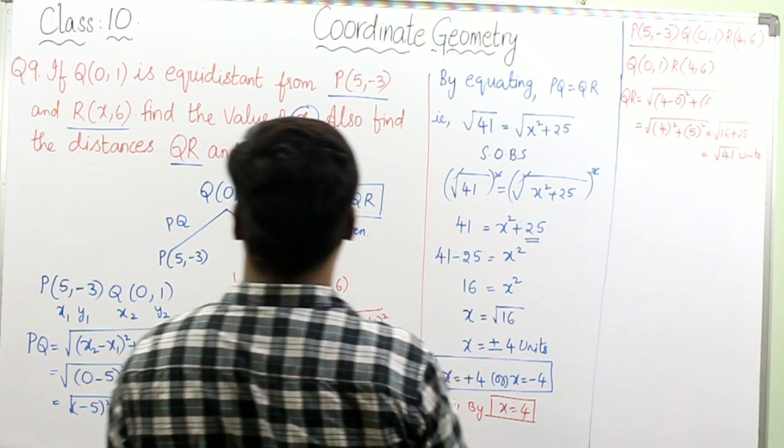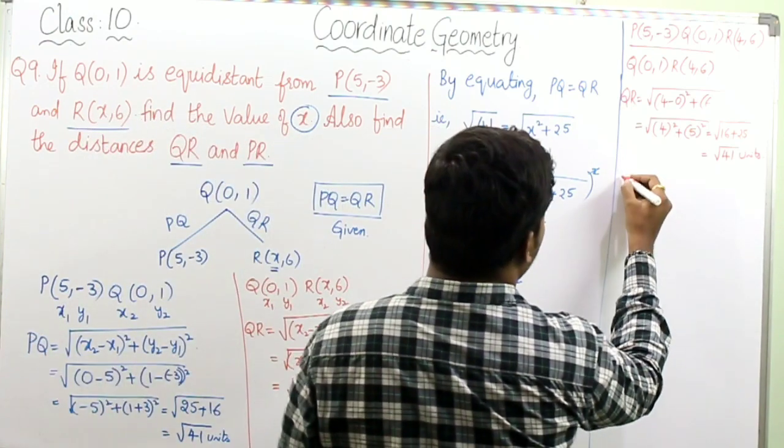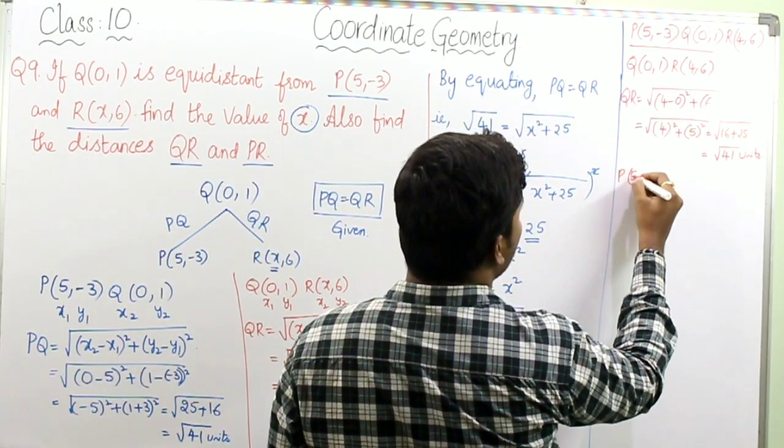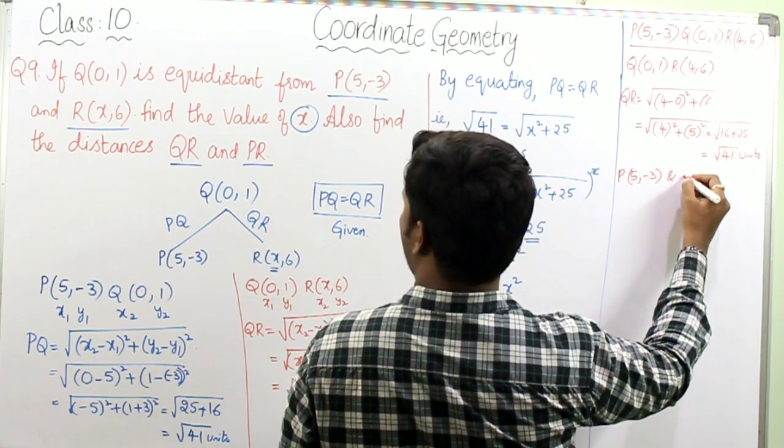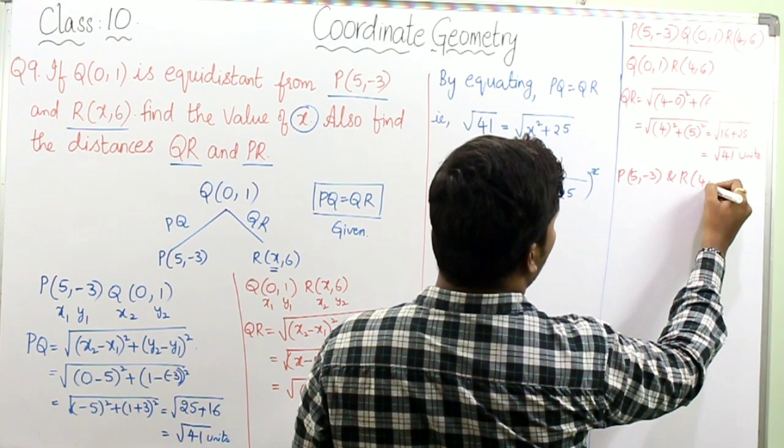Now let us find out PR by taking the P point, which is 5 comma minus 3, and the R point, which is 4 comma 6.